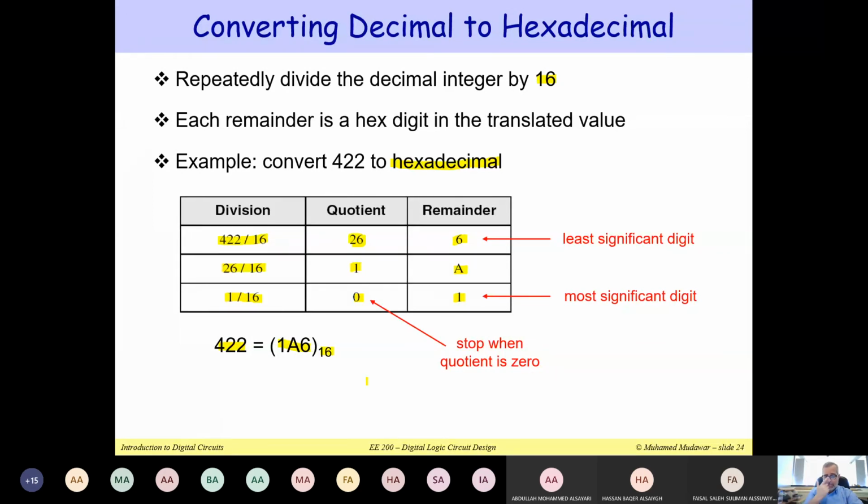If you want, you can convert it back. Now this 1 is multiplied by 16 squared. This 16 squared is actually 256. This A is 10 multiplied by 16, which is 160, and this is 6. So add 256 plus 160 plus 6, you should really get the 422. You can always check that your conversion was done properly. Is this clear?